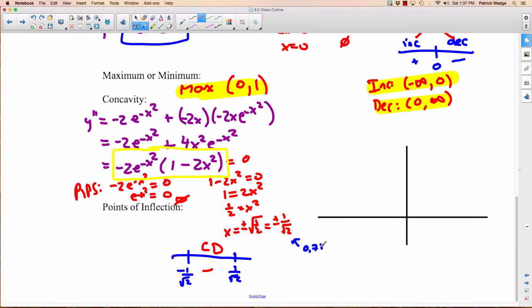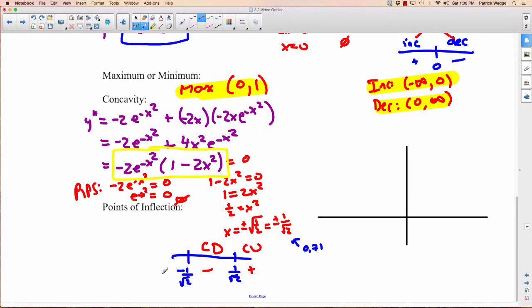Let's try something bigger than 0.71. How about 1? If I put 1 in here, I get 1 squared is 1. E to the negative 1 is 1 over e, that's a positive amount, and a negative times a positive is a negative. So this whole first part is negative. If I put 1 in here, I get 1 squared, which is 1, times 2 is 2. 1 minus 2 is negative 1, so it's negative. Negative times a negative is positive. So up here it's positive or concave up.